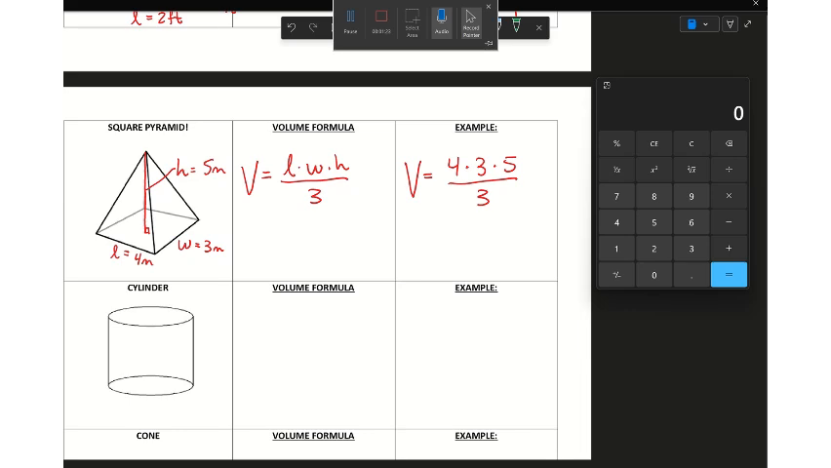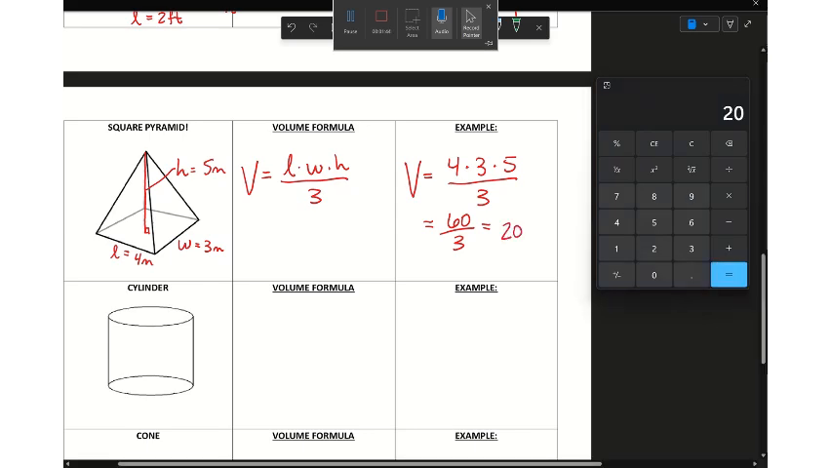Now, at this point, I can use my calculator and I can see what I get here. So 4 times 3 times 5 on the top gives me a grand total of 60. Last step here on my calculator is dividing 60 by 3. So 60 over 3, aka 60 divided by 3, gives me a grand total of 20.